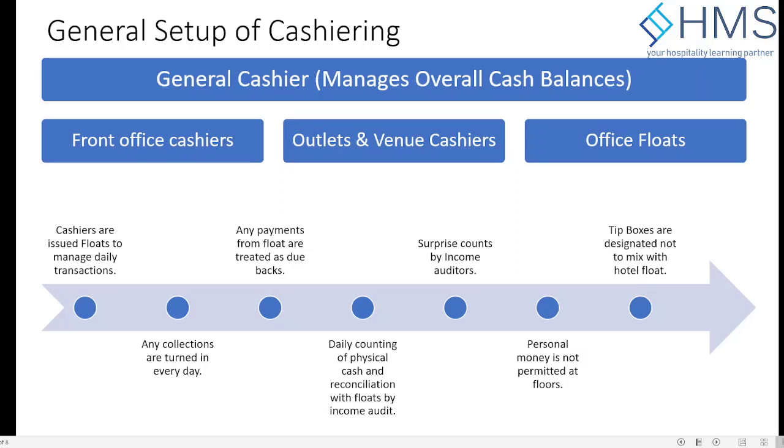Tip boxes are normally designated at the hotel's counters, like front office and F&B, and the tips are not supposed to be mixed with the hotel float. Otherwise, there is always confusion at the time of checking, because not all the tips are given through the system, so they are not recorded in the system. They are usually given in cash, so if they mix it together with the float, they can always claim the excess money is tip, but it may not be the case, right? So the tip boxes are designated, and any money outside the tip box is not considered a tip. That's an important factor in hotel cash.